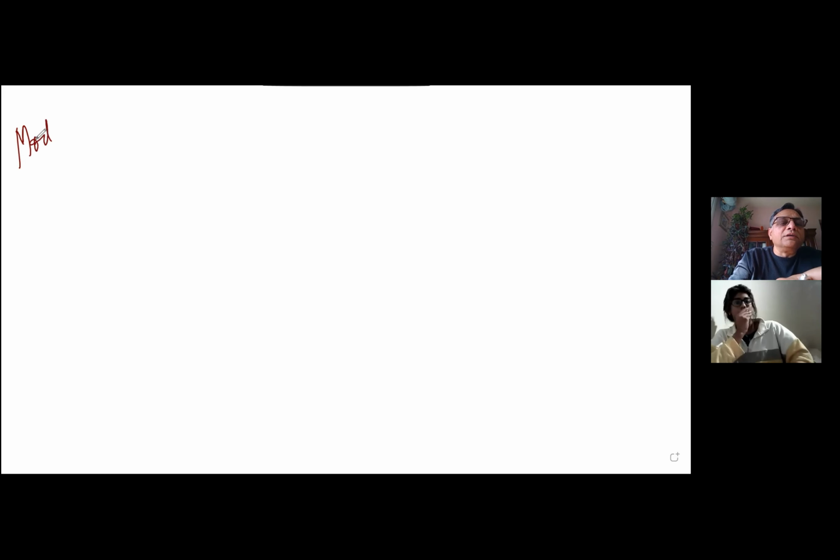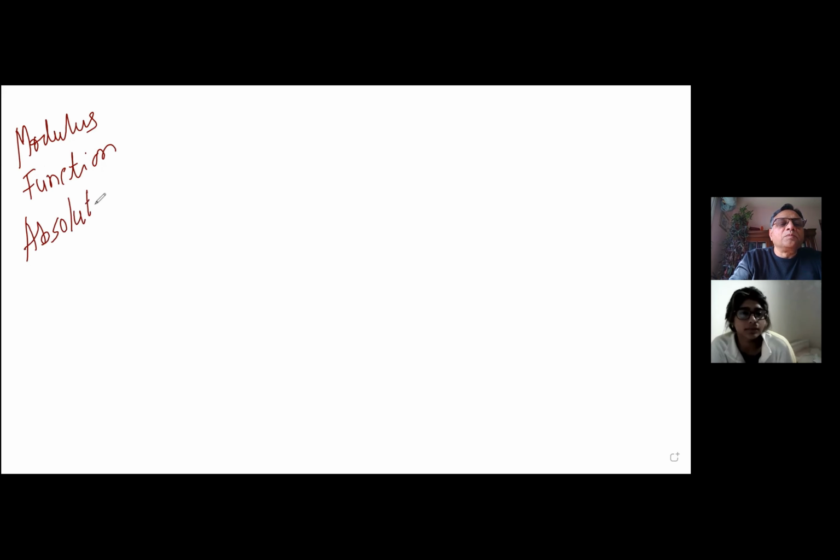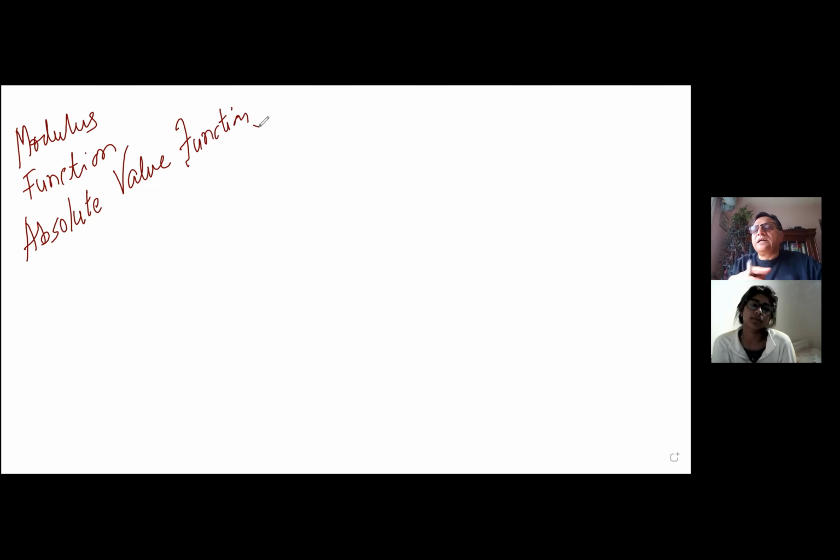So modulus function, we also call it absolute value function. Basically, it means that the output of a modulus function is always positive. Non-negative, I should say, right? Okay. So the key here is that the range is non-negative.